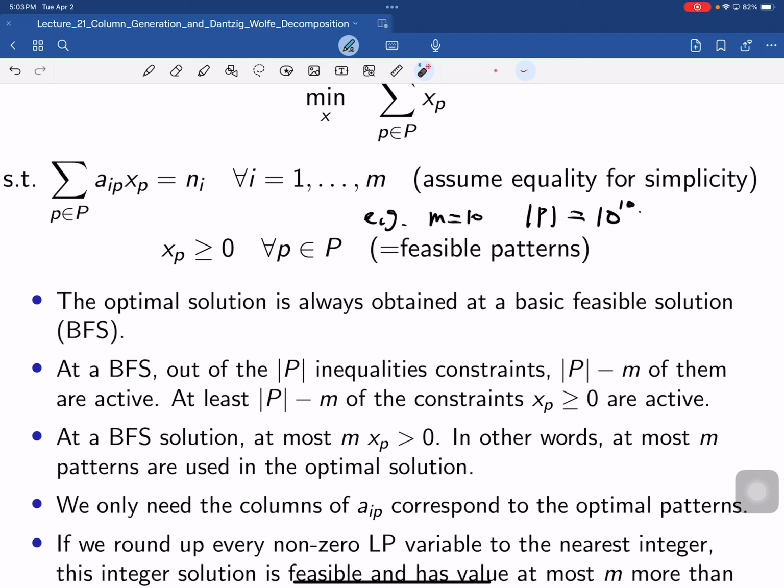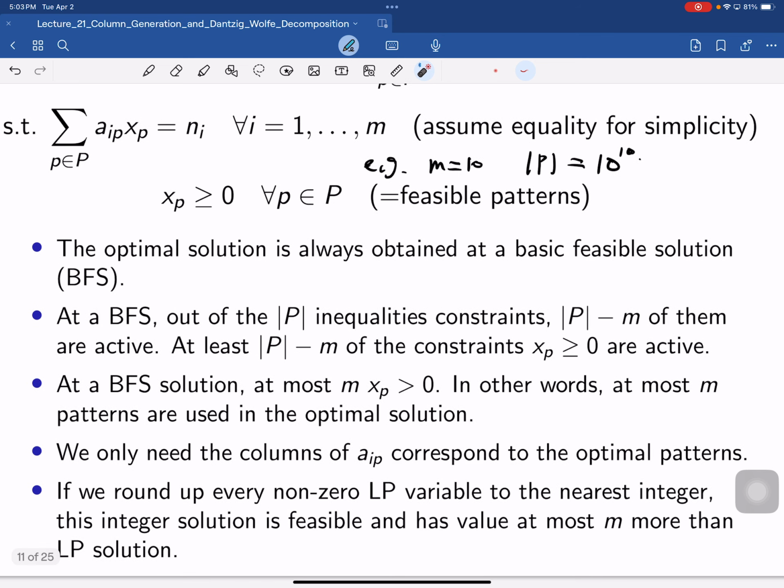So in other words, in an optimal solution of this linear programming problem, you only need 10 patterns out of these 10 billion patterns to solve this linear programming problem, right? The challenge is just you need to find those 10 patterns that are optimal, right? Okay. So in other words, at most M of those xp's are strictly greater than 0 in a basic feasible solution of this problem. All the rest of the patterns are not used in the optimal solution, right? And we need the columns Aip corresponding to these optimal patterns, right? Okay.